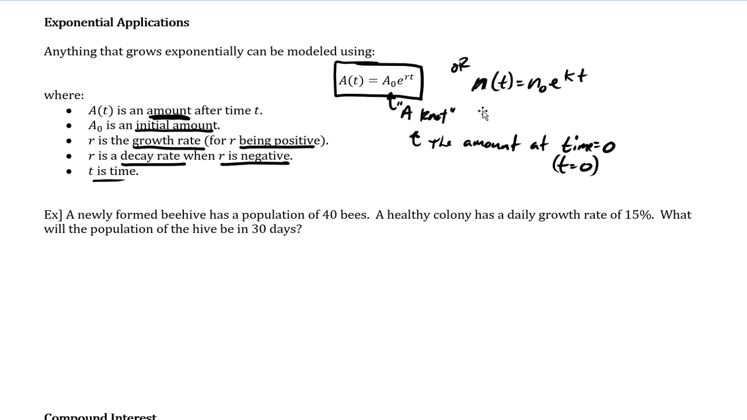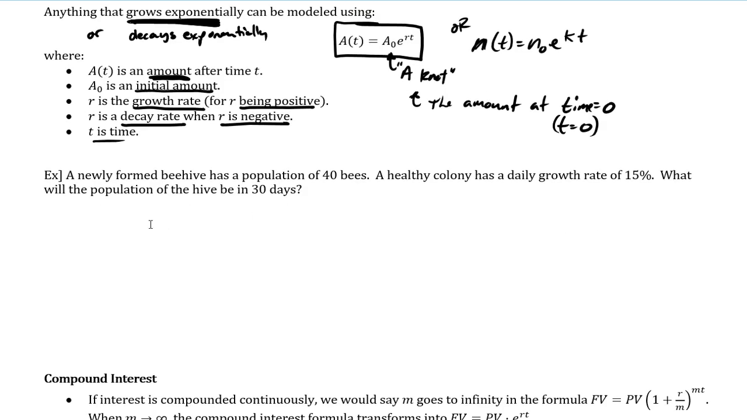So we'll use this formula whenever they tell us about exponential growth. Exponential growth grows exponentially, or if they use the word decay, decays exponentially as well. Then we would use that. It's telling you about your r value. All right, so let's see how this works.